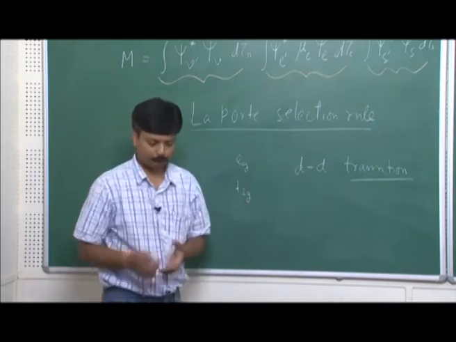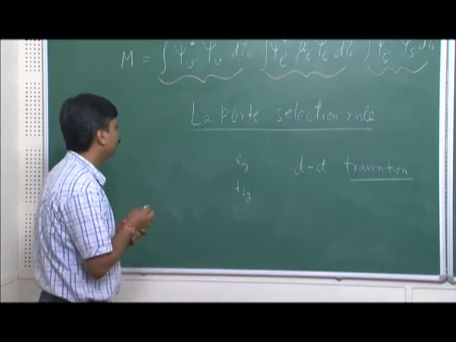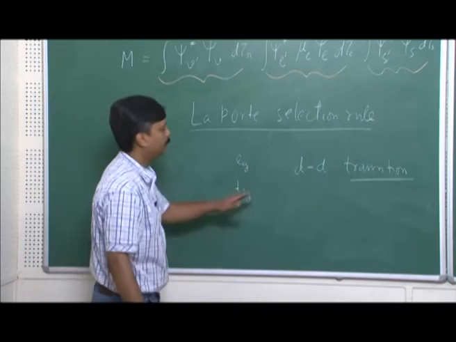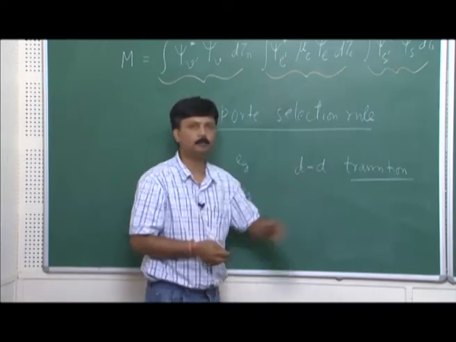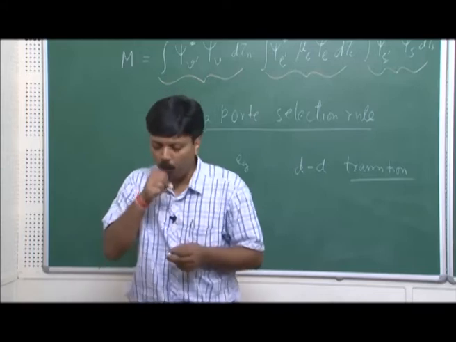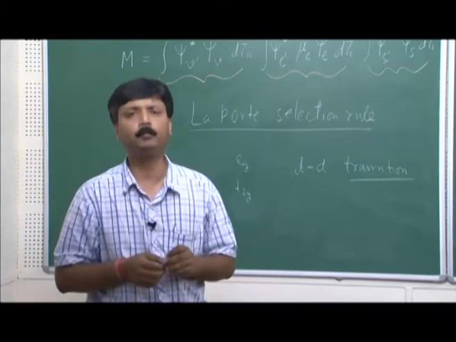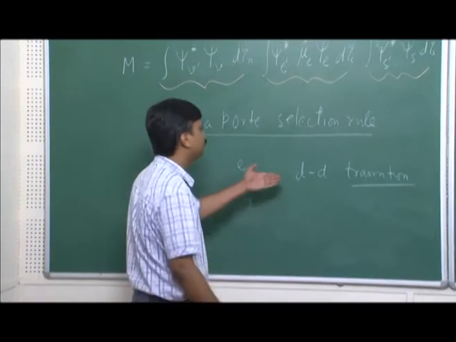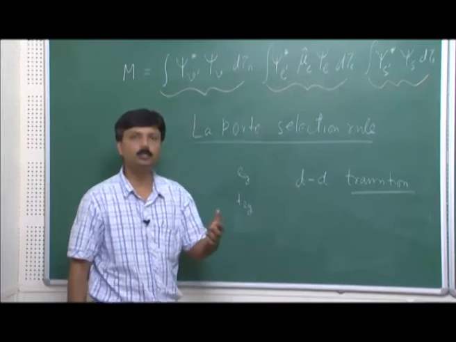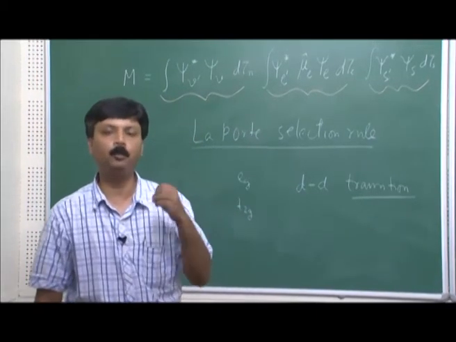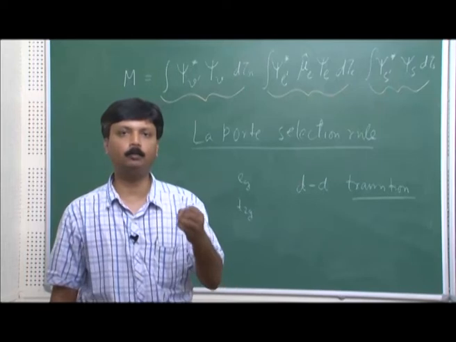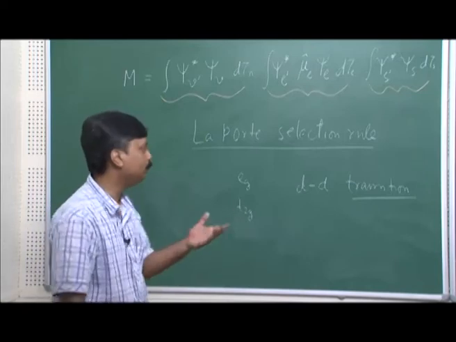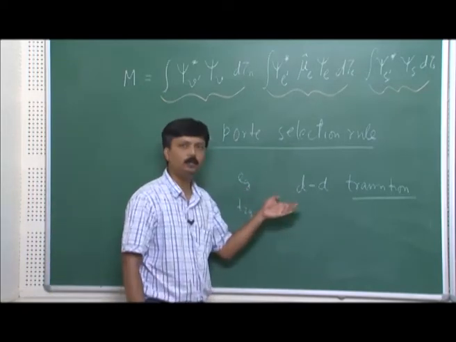If you look at the transition moment integral here, what you will find is that these d orbitals, in the case of a centrosymmetric molecule, are of G type, correct? Because if you do an inversion operation, nothing happens to these d orbitals. If you look at the component functions, either it will be xy or xz, or x squared minus y squared, or z squared, all these functions are invariant to inversion.